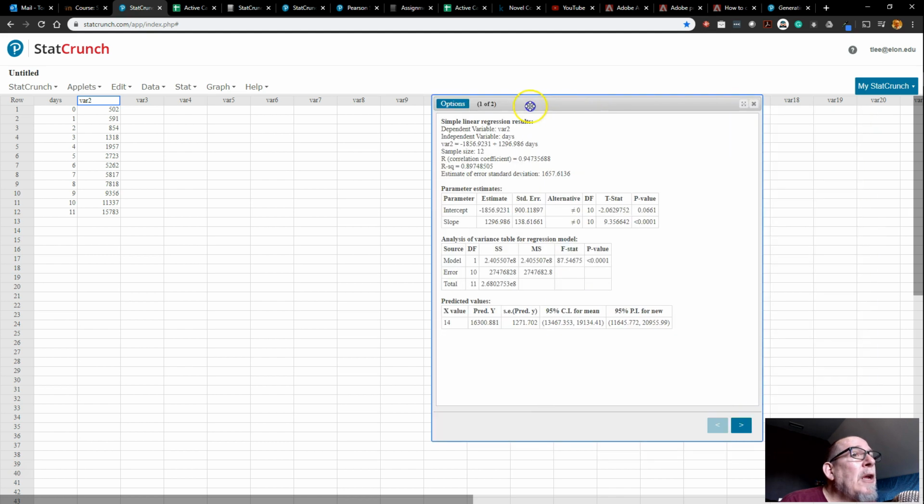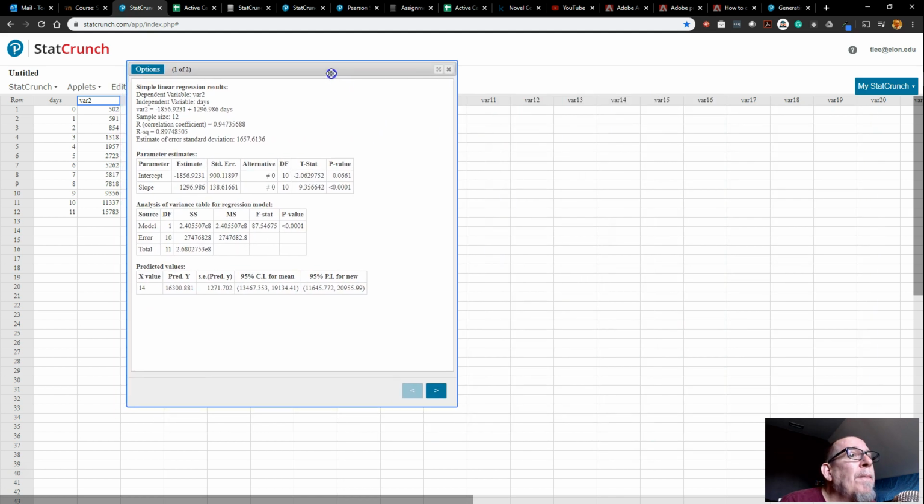Now it jumps over here. I'm going to move it back. Let's look at this. So if you will look right here under predicted values, we've got 14. And it's predicting that we have 16,300 active cases. And that's if each day we're increasing by our slope on the fitted line. Okay? Now that's an extrapolation because we're asking it a few days further.